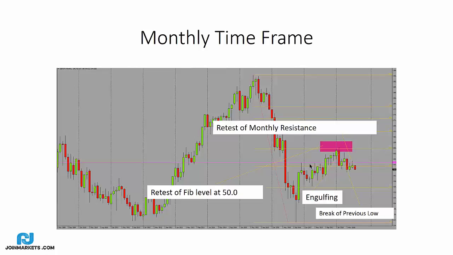So for example, here we had resistance. Why? We have an area here. So you can see that the engulfing actually broke this, which means that maybe we could look for a retest and a sell off of this level. We'll go on the lower time frame now.